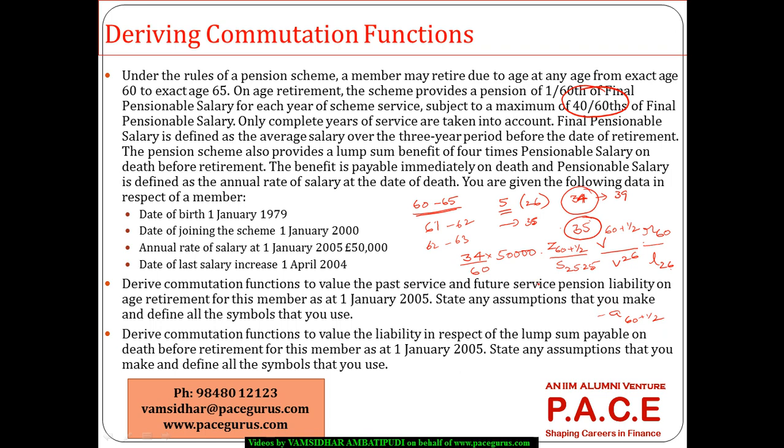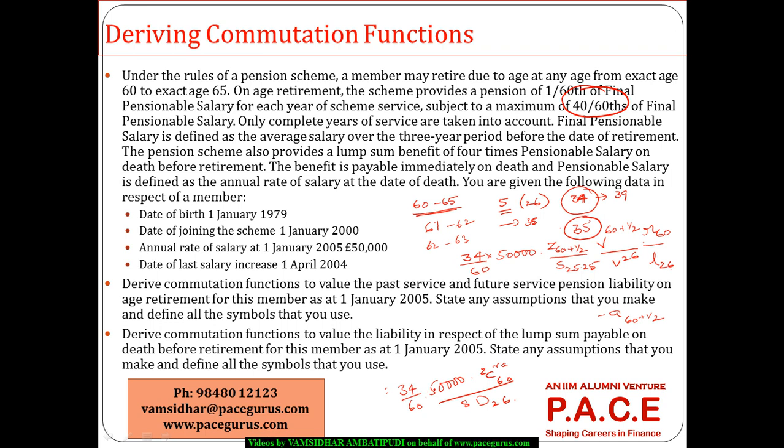Now this entire thing again can work out simply as 34 by 60 times 50,000, and with our notation I can write it as ZC60 RA, and the denominator I can very well write as SD26. Now this has to be done. So this is when he is retiring at 60 or between 60 to 61.